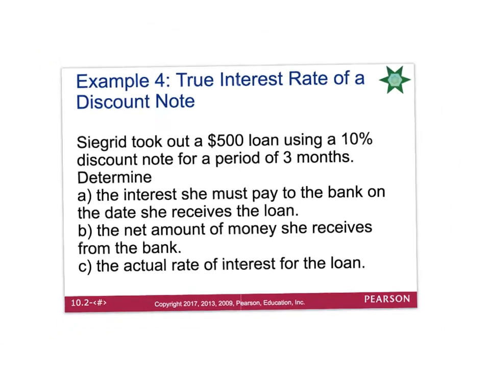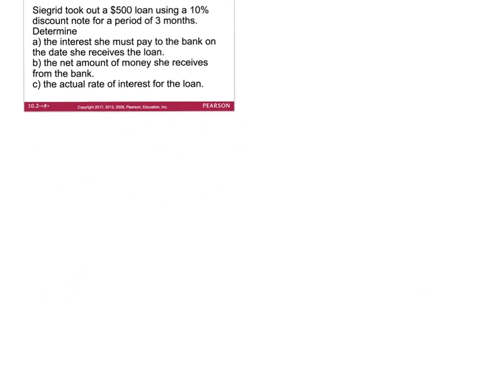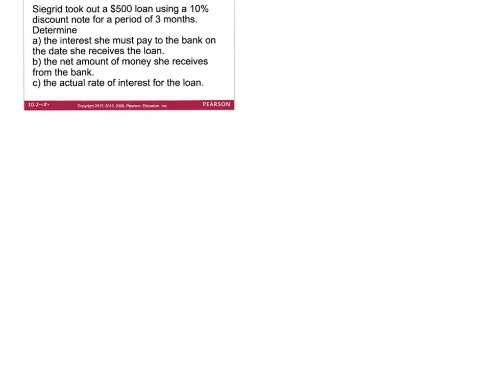I'm going to scoot this up a little bit so we have some room. First thing we need to do is calculate the amount of interest that needs to be paid up front. So that's just your I equals PRT. Well, the loan was a $500 loan. The rate was 10%, which is 0.10. And the period that she's going to borrow it is 3 months. Now, if they don't say anything about the interest rate being monthly, assume it's an annual interest rate unless they specify otherwise.